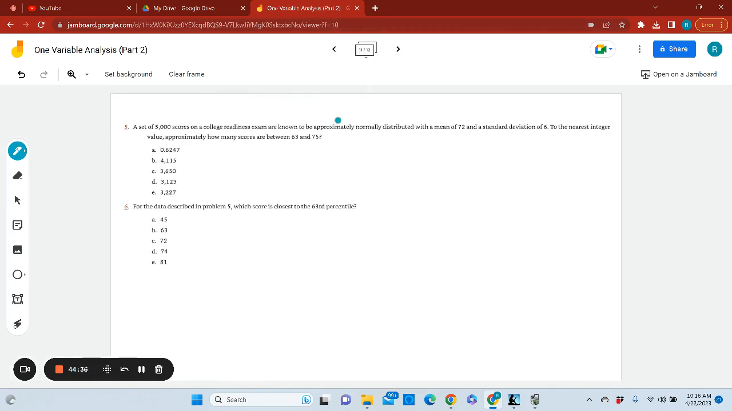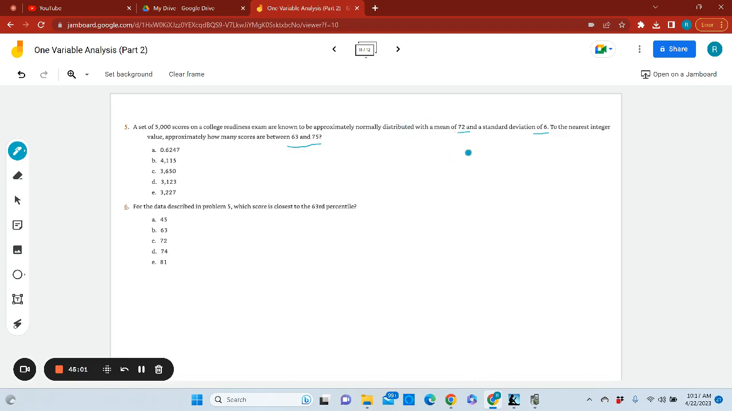Okay, so let's check this one here. It says, a set of 5,000 scores on a college readiness exam are known to be approximately normally distributed with a mean of 72 and a standard deviation of 6. To the nearest integer value, approximately how many scores are between 63 and 75?